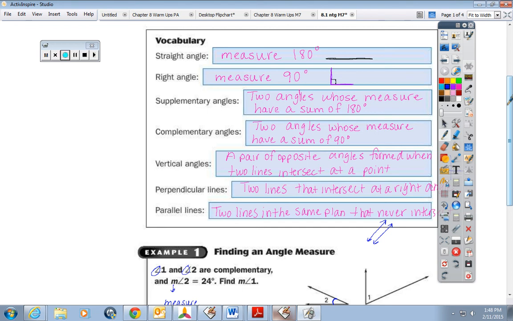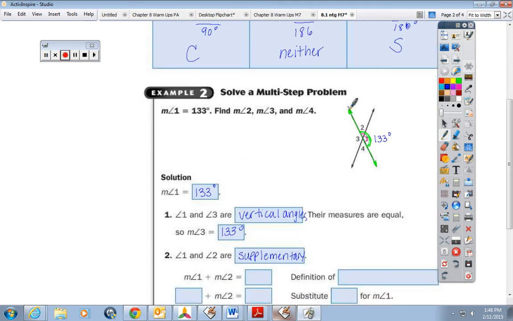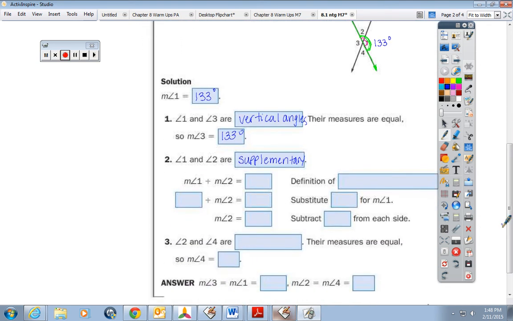It's a straight line. So if you go back and look right here, this is a straight line. If you were to turn it and rotate it this way, you would see that it's a straight line. So you know that this is a straight angle, and two angles on the straight angle are supplementary, so they add up to 180 degrees. So the measure of angle 1, which is 133, when I add it to the measure of angle 2, has to equal 180 degrees. That is because of the definition of supplementary angles.